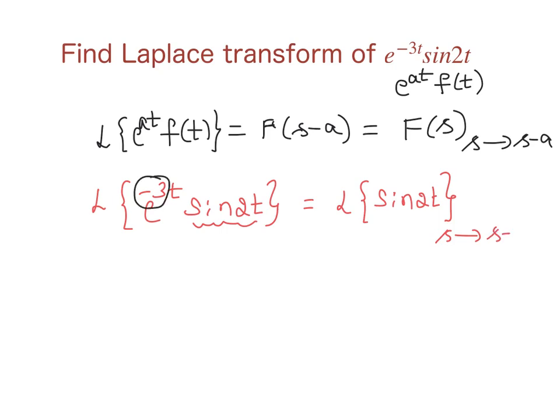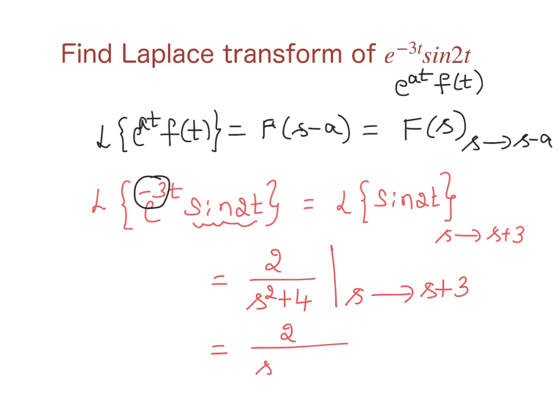So therefore minus of minus 3 is plus 3. Then we obtain the Laplace transform of sin 2t. That is 2 divided by s square plus 2 square, which is 4. Generally the Laplace transform of sin at is a divided by s square plus a square. Here a is 2. So therefore 2 divided by s square plus 4. Then in this result we shift s to s plus 3. So finally the result will become 2 divided by s plus 3 whole square plus 4.